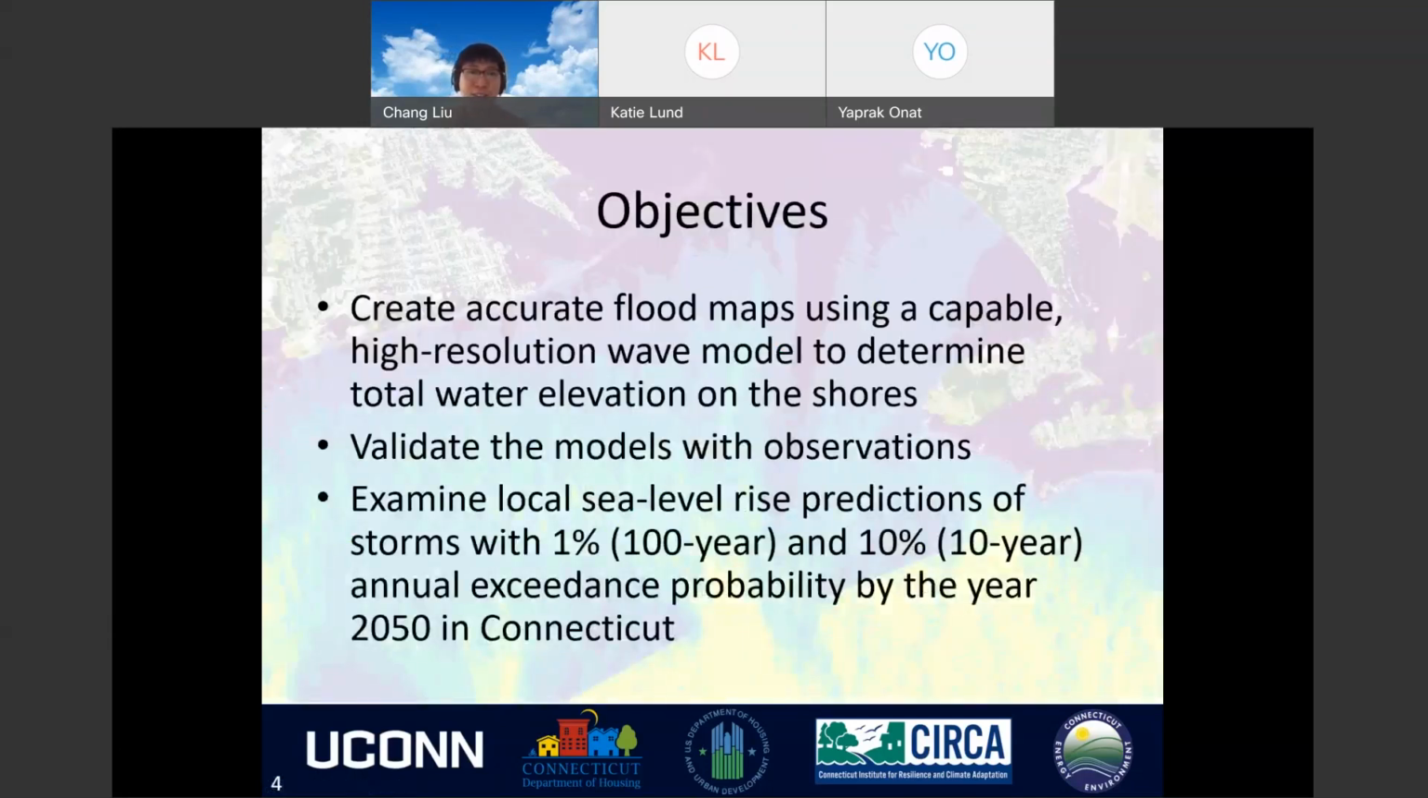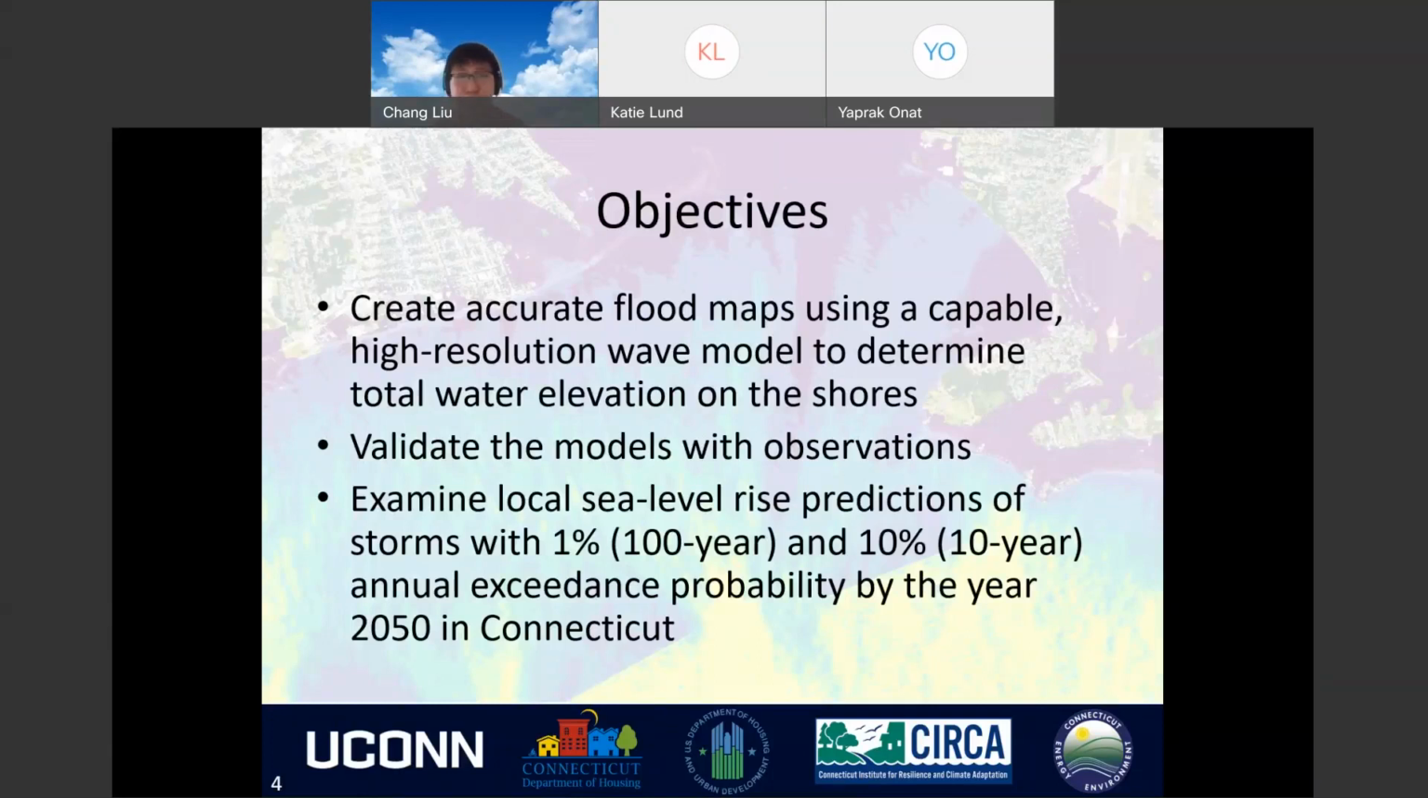And the objectives for this current study. Firstly, we're going to create accurate flood maps by applying a high-resolution wave model to the nearshore areas in coastal Connecticut, including Branford, Norwalk, New Haven, and Fairfield, to determine the total water elevation. And secondly, we're going to validate the model using high water mark observations during Superstorm Sandy, as well as wave observations made inside the New Haven harbor. And thirdly, we're going to use the validated model to assess the storm with 1% and 10% annual exceedance probability, which correspond to 100-year and 10-year return intervals respectively.